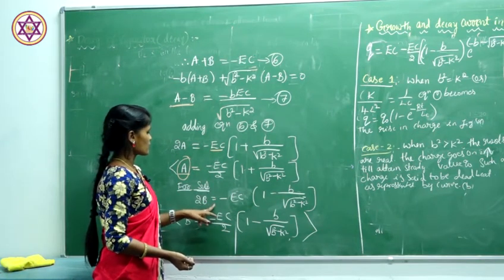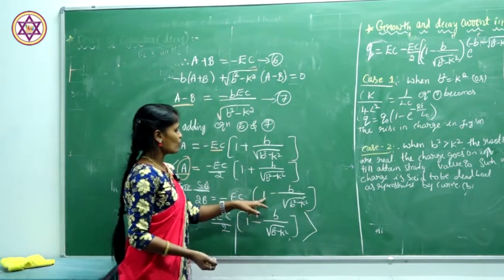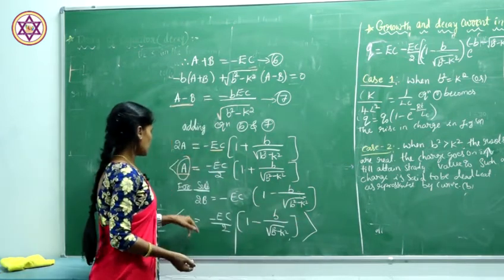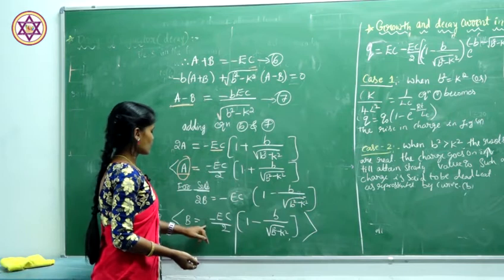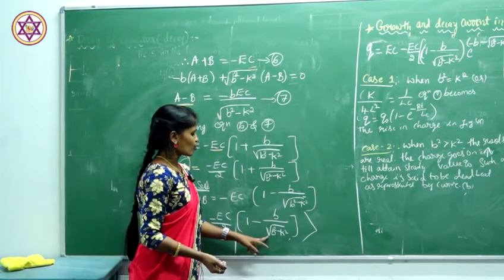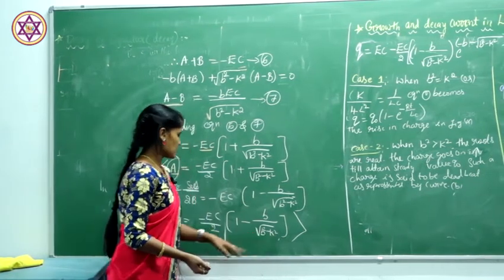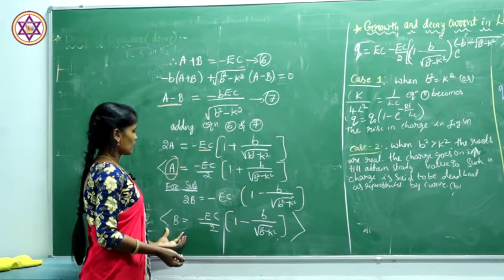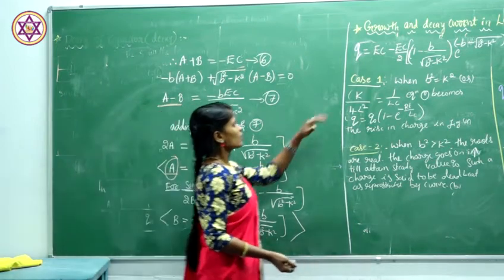So 2b is equal to minus EC into 1 minus b by root of b square minus k square. Here the value of b is equal to minus EC by 2 into 1 minus b by root of b square minus k square. Here we know the a value and b value, so substitute in equation Q.